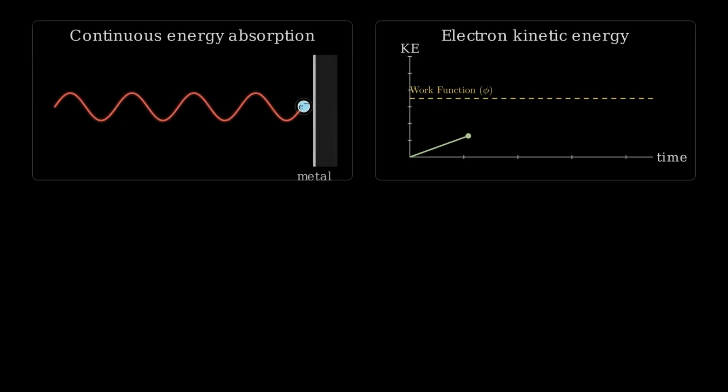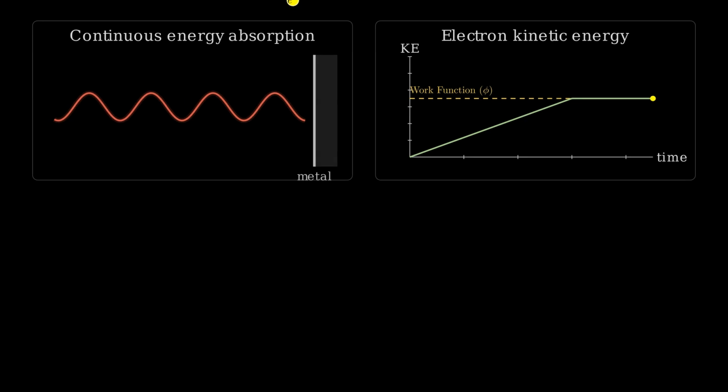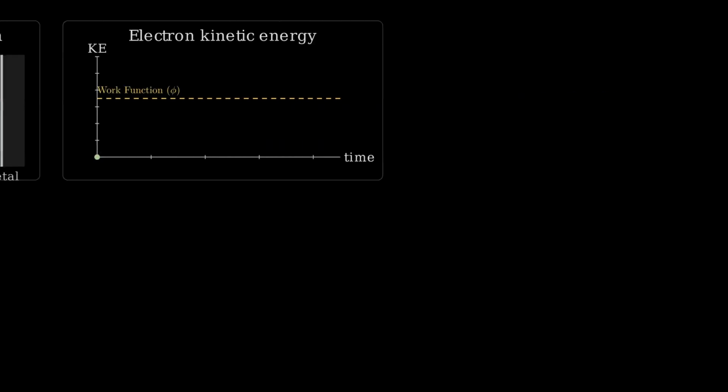This didn't add up. According to wave theory, when the light hits the electron, it continuously delivers energy until the electron has enough energy to escape. This energy amount is called the work function. So, no matter what frequency the light was, eventually it would build up enough to free the electron.